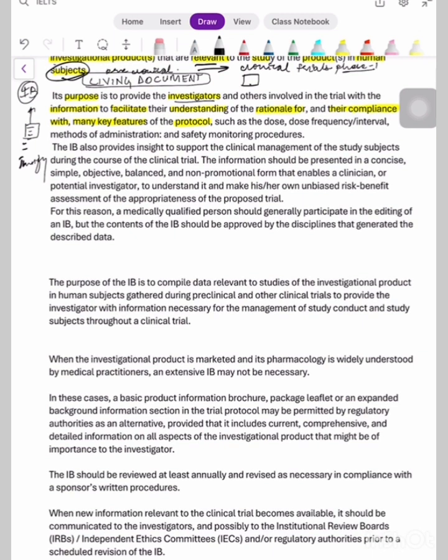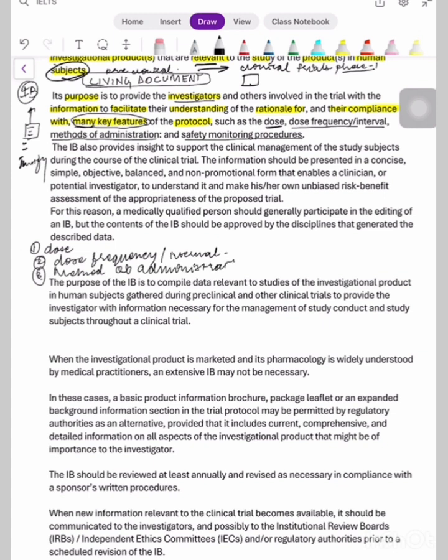Now, what are the many key features they said the investigator will have an understanding of the rationale for and compliance with? They have given examples: dose, frequency and interval, methods of administration, and safety monitoring procedures.